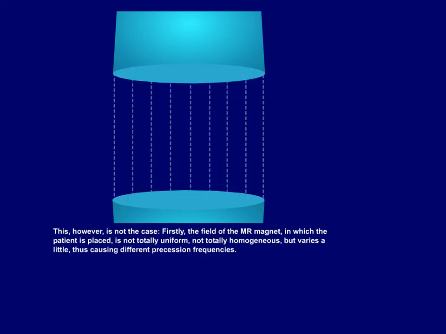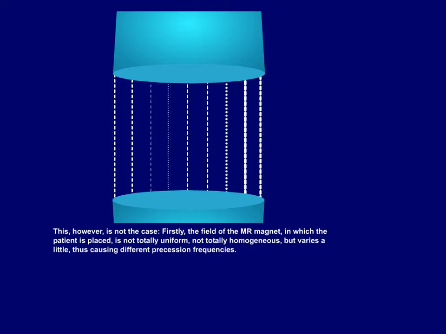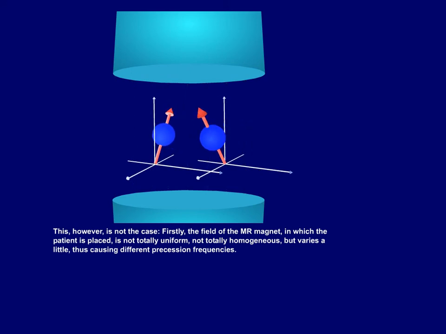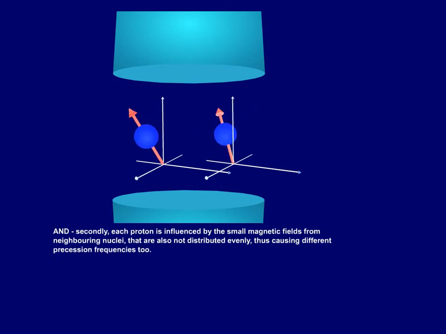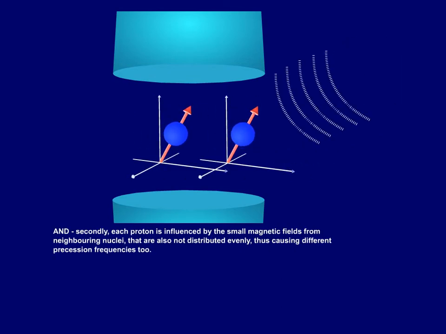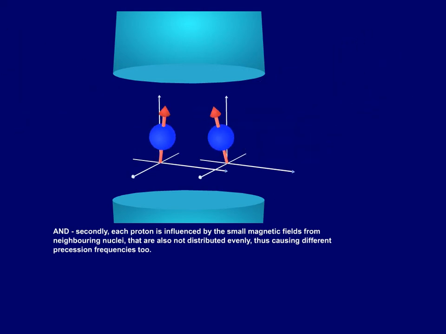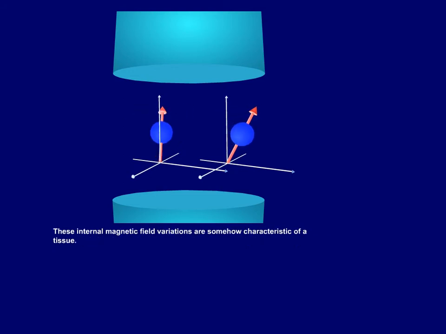Firstly, the field of the MR magnet, in which the patient is placed, is not totally uniform, not totally homogeneous, but varies a little, thus causing different precession frequencies. And, secondly, each proton is influenced by the small magnetic fields from neighbouring nuclei that are also not distributed evenly, thus causing different precession frequencies too. These internal magnetic field variations are somehow characteristic of a tissue.